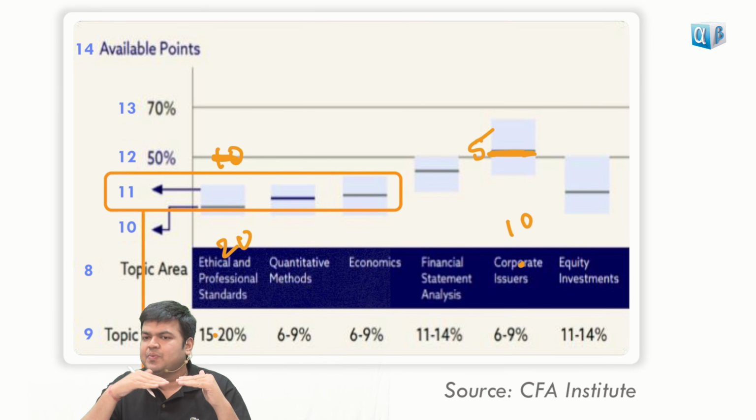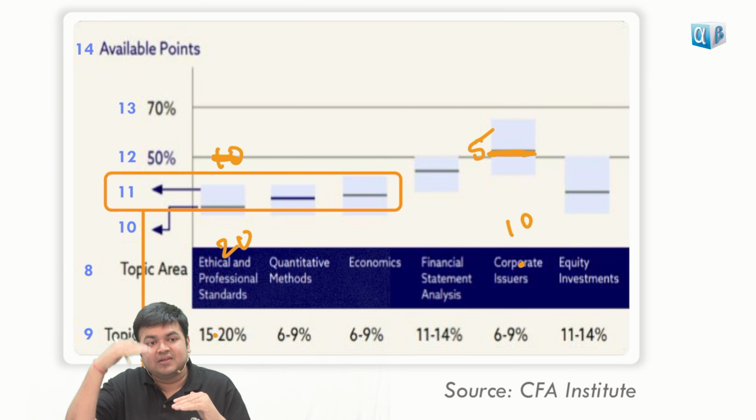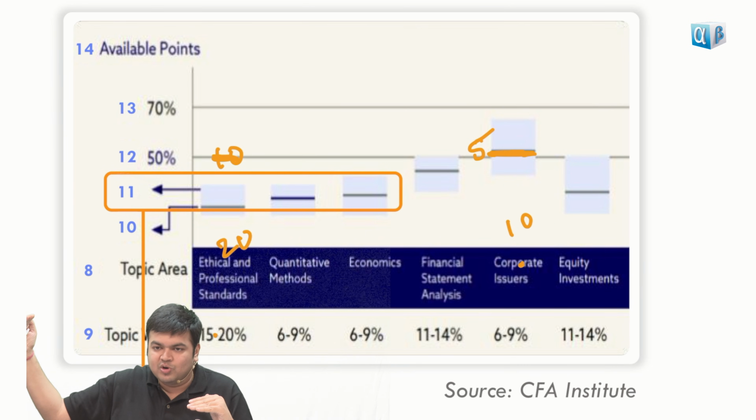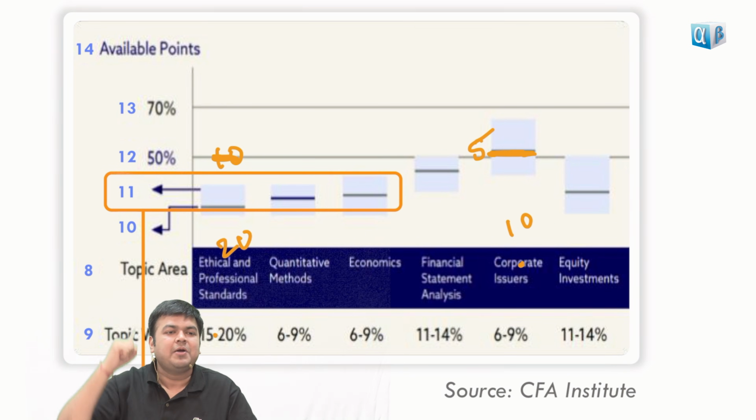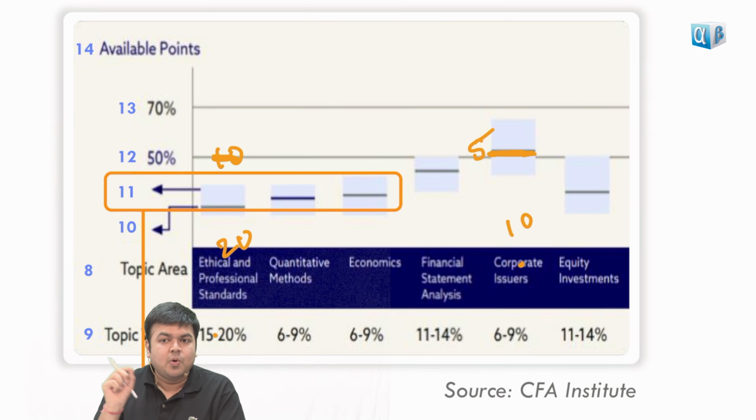There could be some subjects where you've done really badly. It's okay. There are some subjects where you've done really, very good. If I do very well in higher weighted subjects, my total score is going to get pulled up, right? So there is no minimum passing requirement for any subject as such. Comfortable till here?